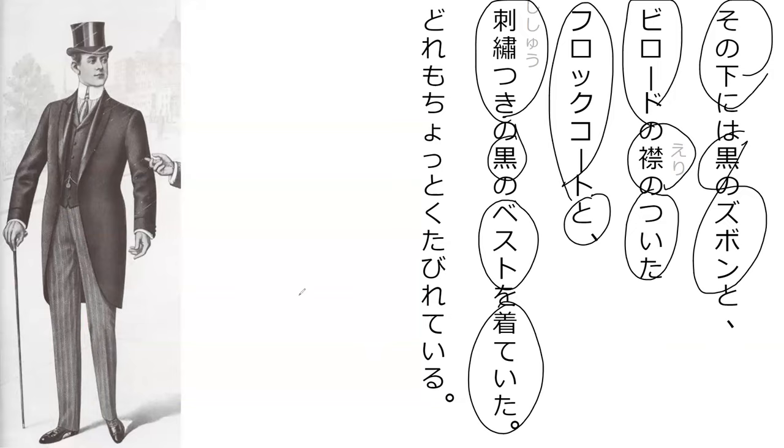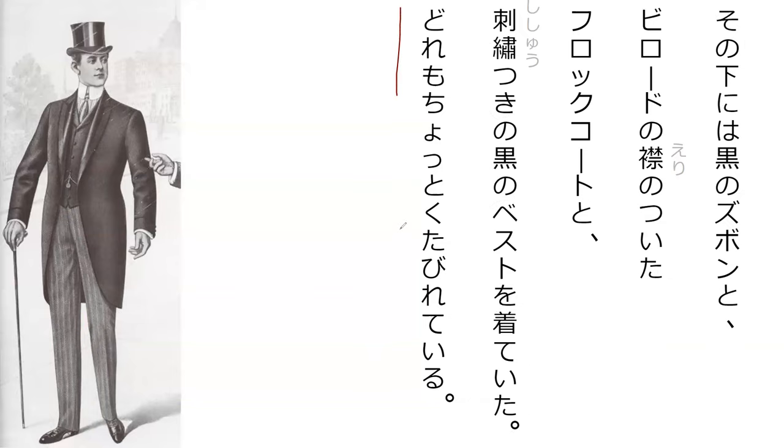And what is our next thing? Dore mo kutabireru. Dore mo. All of them. Yes. Chotto, a little bit worn out. Exactly. All of his clothes are a little bit worn out.